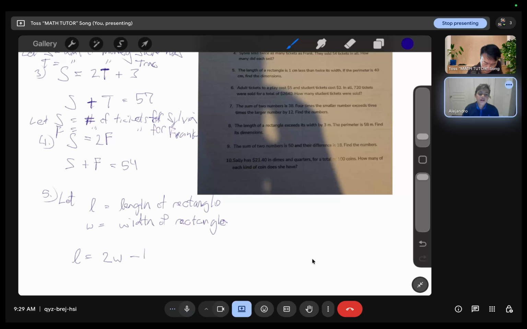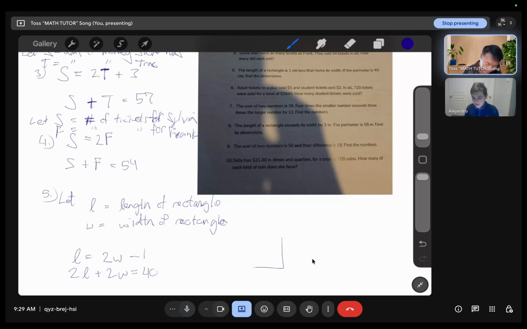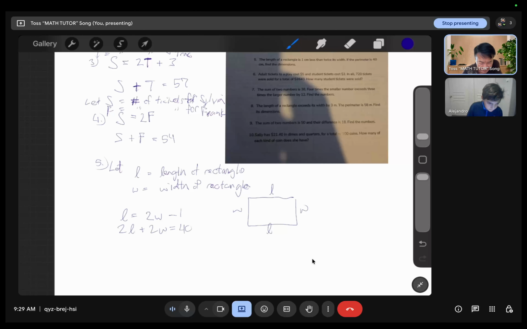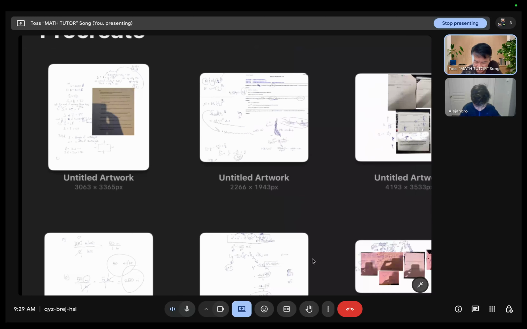So would it be 2L plus 2W equals 40? Dude, you got this. So like the picture, the rectangle. These are L's. These are W's right there. Yeah, you got it. Nice job. All right, 6. I'm impressed.